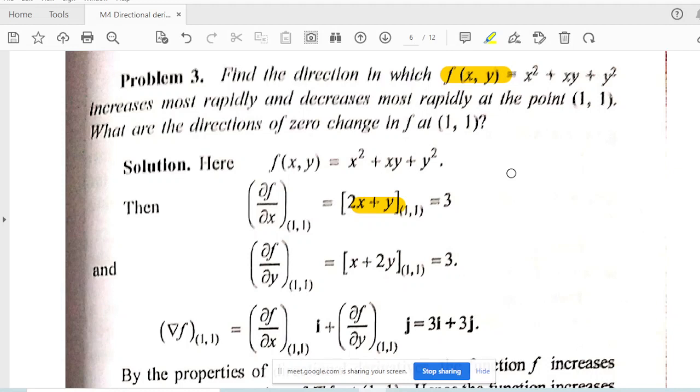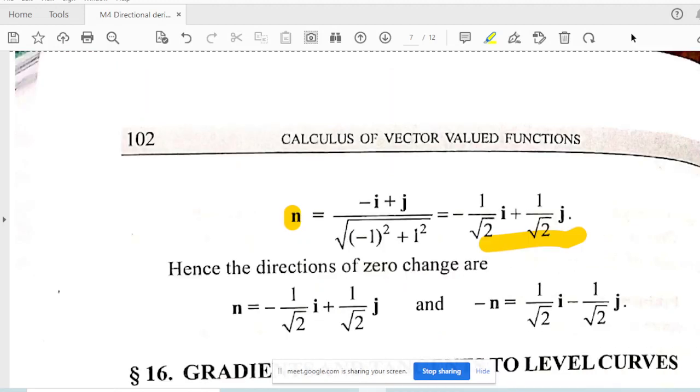The third property is that the directional derivative is 0 when it is in the direction of a unit vector perpendicular or orthogonal to grad f. So these three properties we have applied in this example.